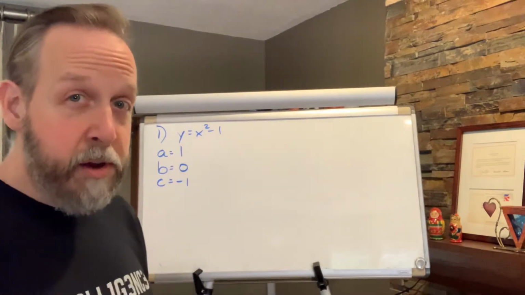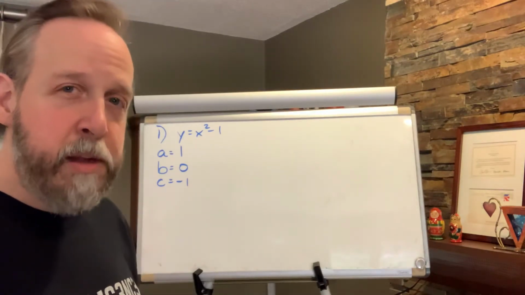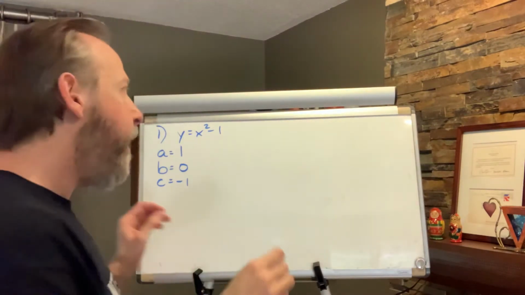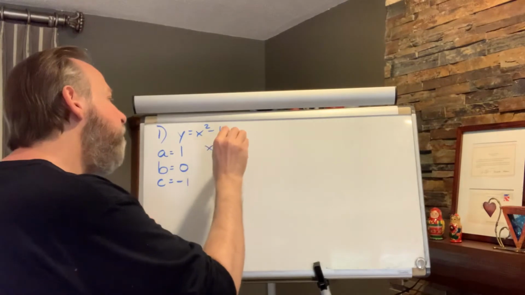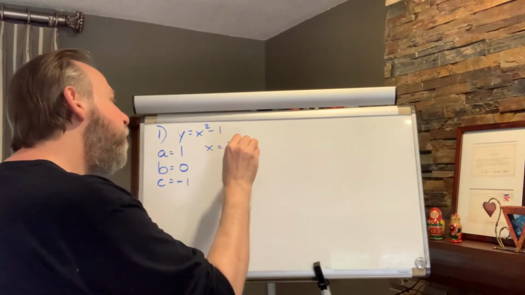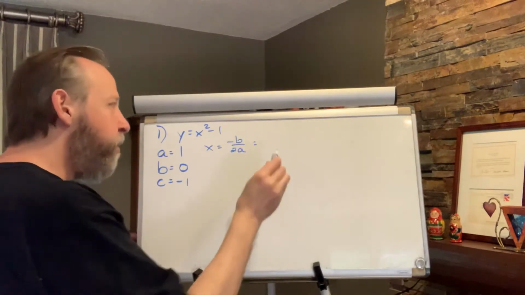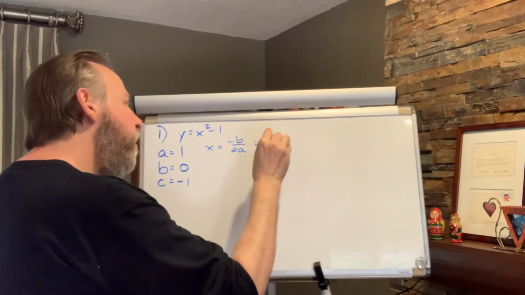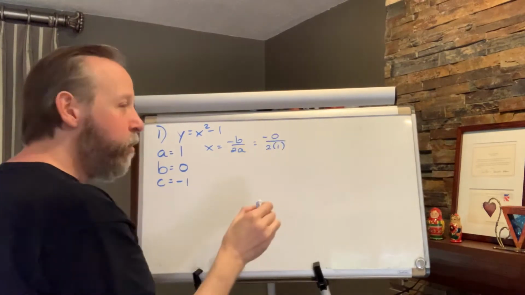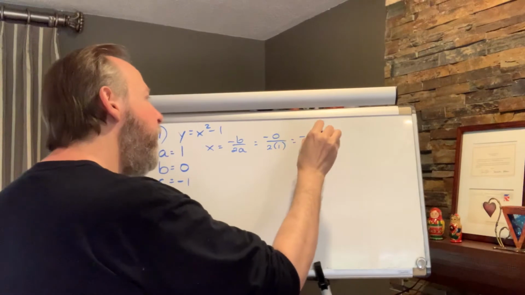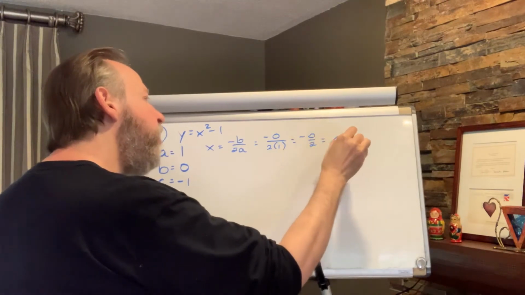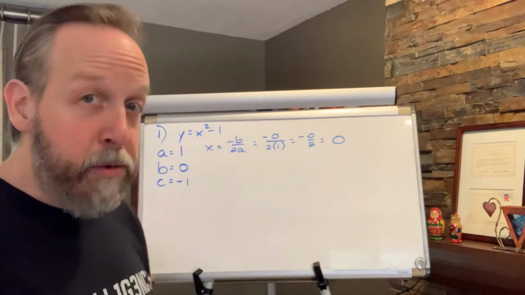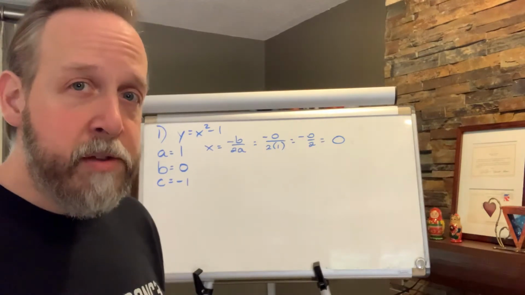So far, so good. Now, in order to find the vertex correctly, we want to use the little equation x equals negative b over 2a. In this case, b was 0, so it's negative 0 over 2 times 1, which is what a was, negative 0 over 2, which is 0. So the x value of my vertex is going to be 0 for this equation.